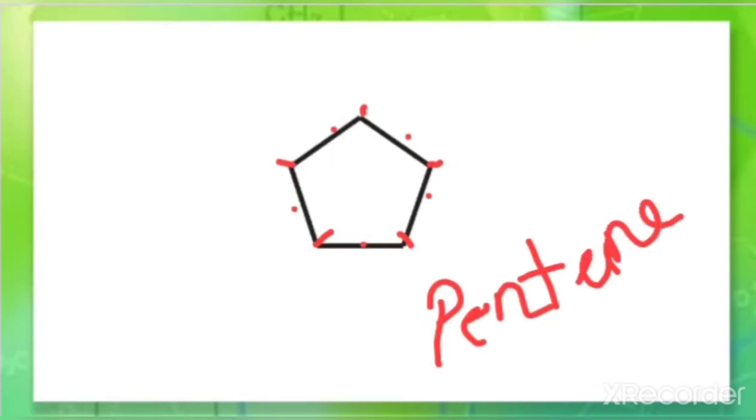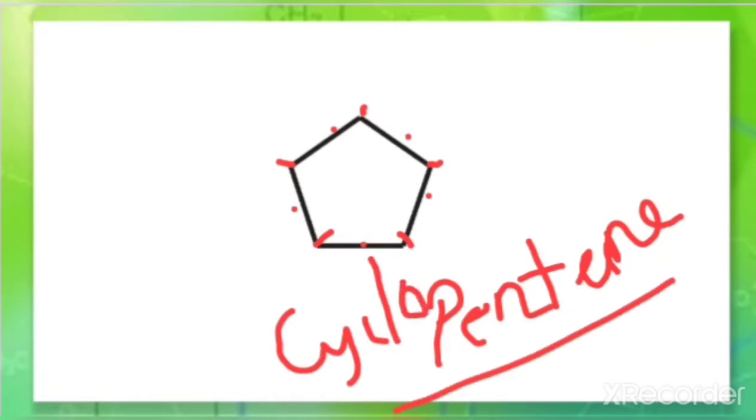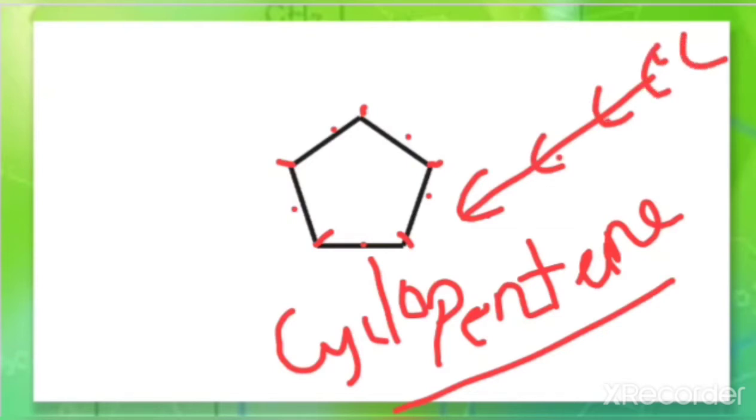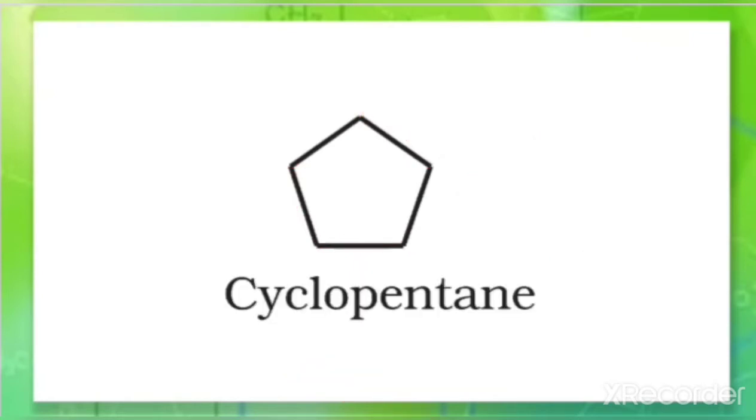But if I write pentane, it shows that it is a straight chain. But it is a cyclic compound, so we have to use the prefix cyclo. So what is the name for this one? It is cyclopentane. If I write pentane, it shows that all 5 carbon atoms, 1, 2, 3, 4, 5, are in one chain. But it is in the ring form, therefore we have to use the word cyclo. So cyclopentane is the name for this one.